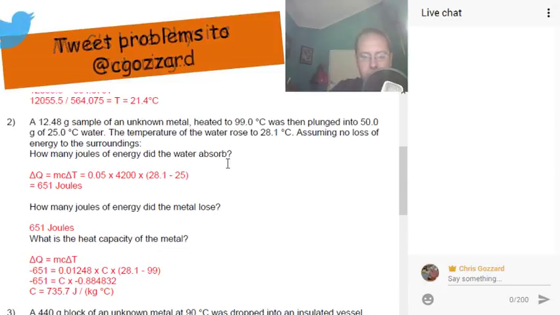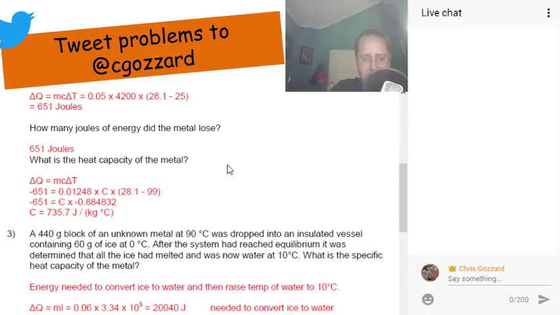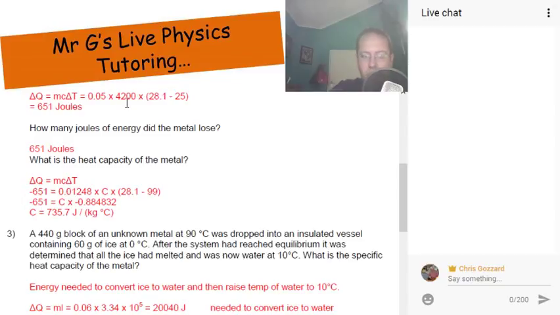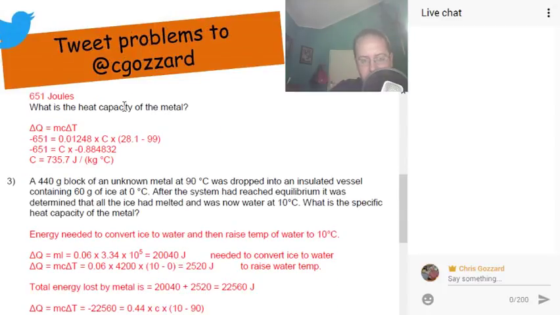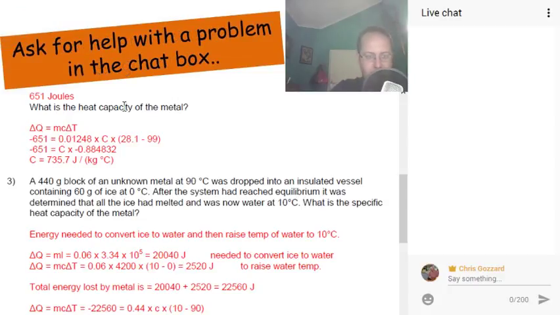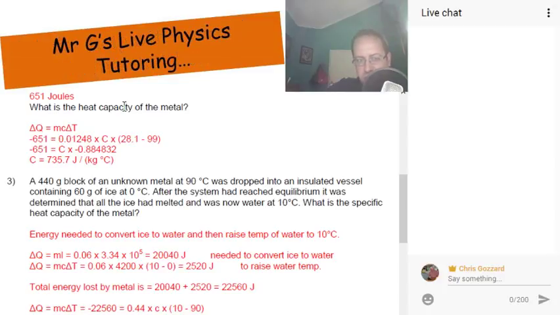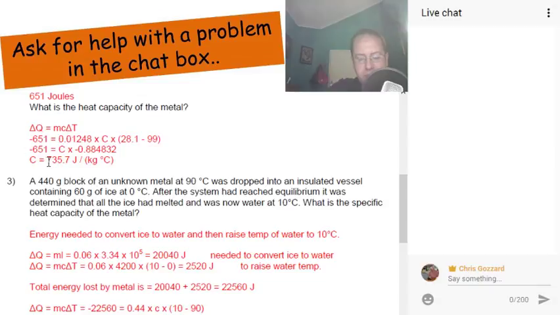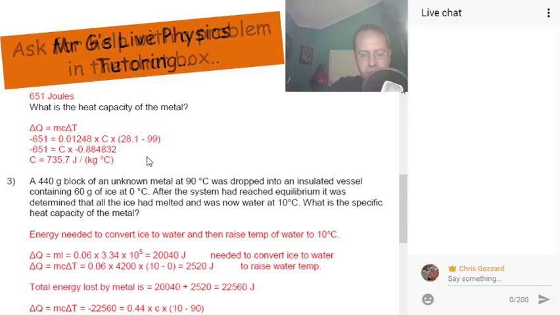So how many joules of energy did the metal lose? Well, it's exactly the same. The energy the water gained is equal to the energy the metal lost. And then finally it says, what is the specific heat capacity of the metal? Well, this time the delta Q is actually negative because the energy came out of the metal. We know the mass of the metal. The change in temperature: the final temperature was 28.1, and the initial temperature was 99. So delta T is 28.1 minus 99. You end up with a negative number here, and a negative number on the other side. It's not a big deal, because when you divide one from the other, we get a specific heat capacity of 735.7 joules per kilogram per degree.